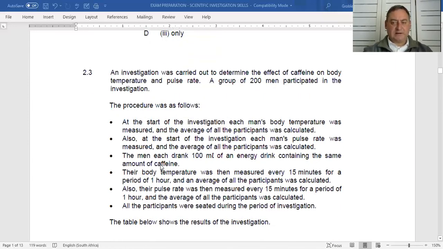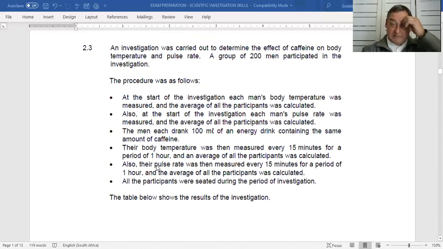So no problem with that question. Now here's another study. Like I said, they always give us things we've never seen before, and that's okay, because we just read and we find out what's going on here. Let's read about this study. An investigation was carried out to determine the effect of caffeine on body temperature and pulse rate.